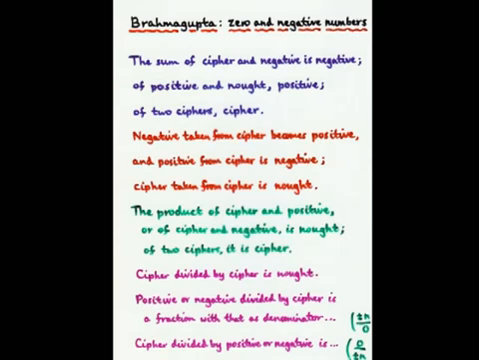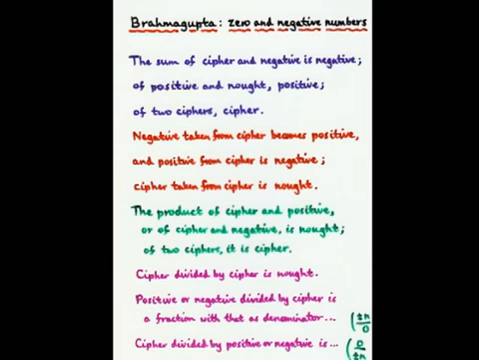The product of cipher and positive or cipher for a negative is naught. Of two ciphers, it is cipher. And then he gets very confused. Cipher divided by cipher is naught. Positive or negative divided by cipher is a fraction with that as denominator. Cipher divided by positive or negative is, well, and so on. It would be many centuries before mathematicians really understood the problems caused by dividing by 0.